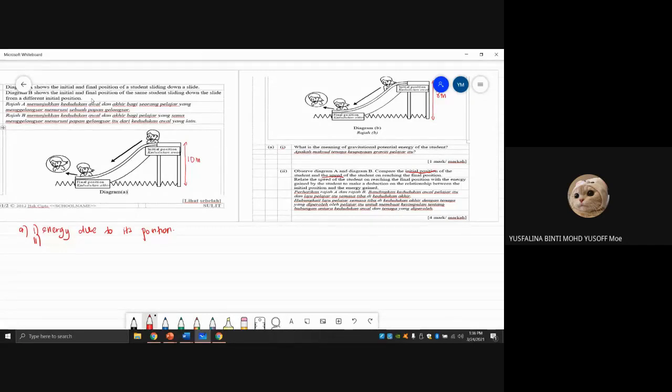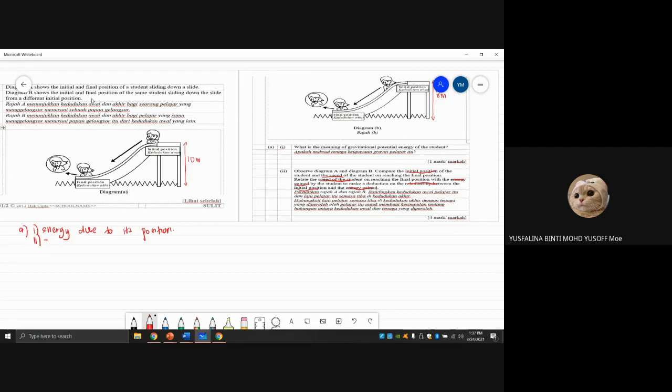And then the third one, you have to give a relationship between the speed and the energy gain. And then the last mark comes from the relationship between the initial position and the energy gain. So 4 marks. For this question, what I want you to do is answer it in point form, like this. Every point represents 1 mark.